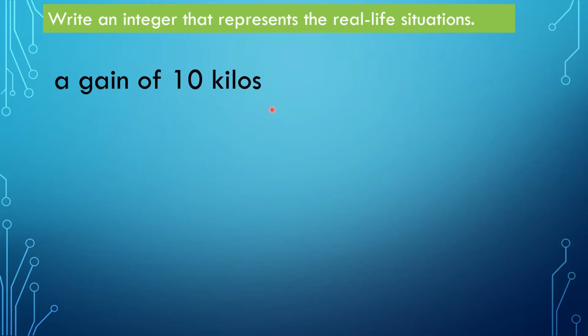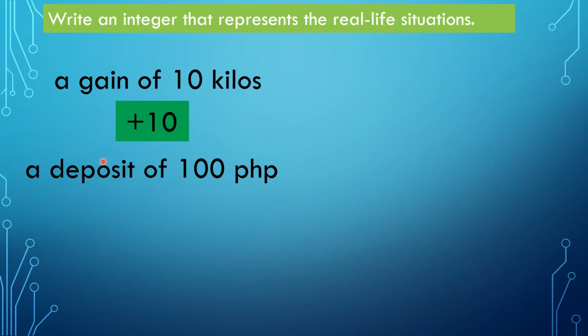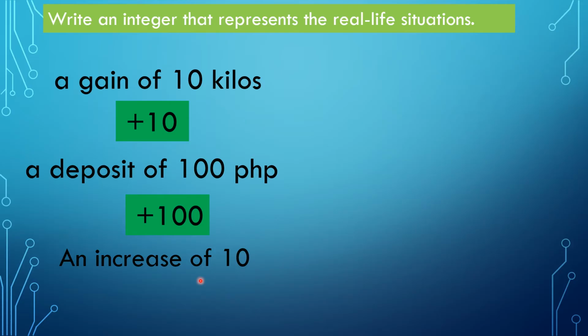A gain of 10 kilos. Gain means positive 10. A deposit of 100 pesos. When you deposit, you are adding 100 pesos to your bank account, right? So a deposit of 100 pesos means plus 100. And an increase of 10 means plus 10 or just 10.